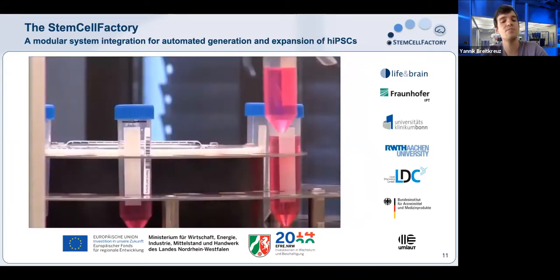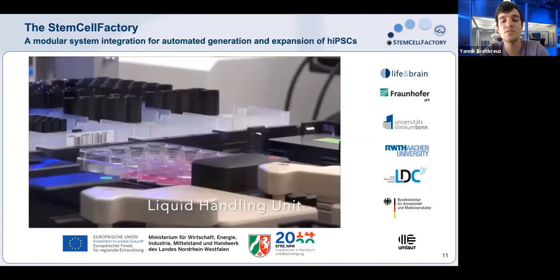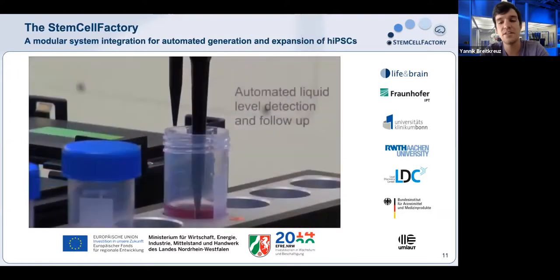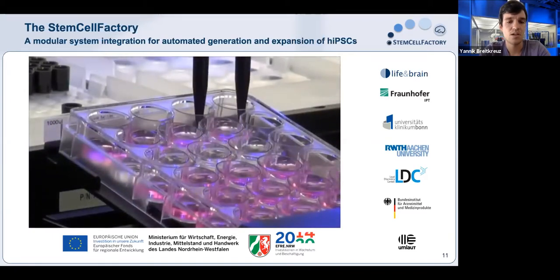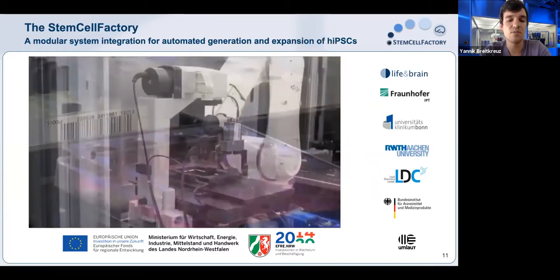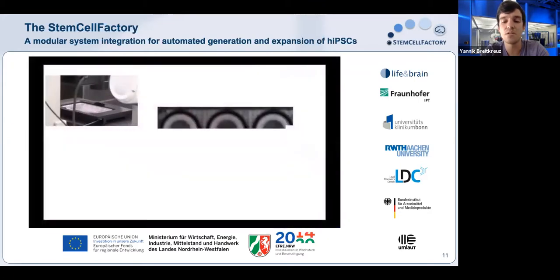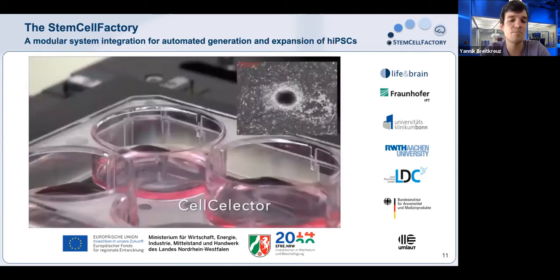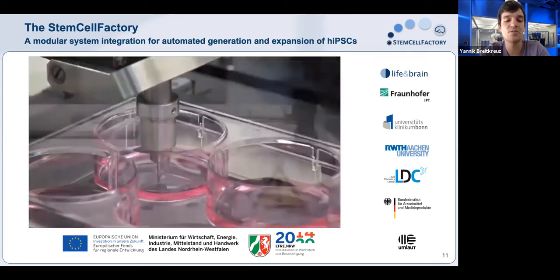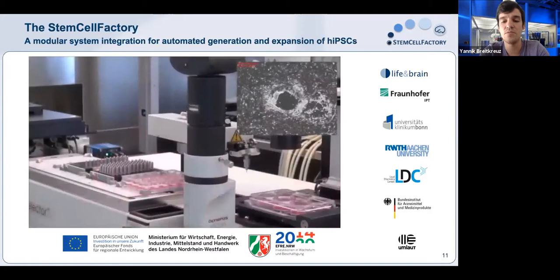So in this example, you can see that the robotic arm places fresh media and the plate of interest onto the liquid handling unit, and a classical media change of a 24-well plate is performed. Next, with our high-speed microscope, we can image whole plates in less than 2 minutes, followed by automatic quality validation. By using the cell selector, we automated clonal selection and expansion of single cells or colonies, which we can perfectly use for our newly developed processes.